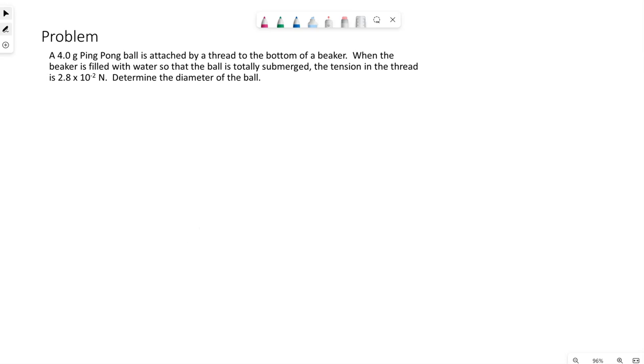Okay, so a beaker. A ping pong ball is a really light air-filled ball. So similar to a beach ball, if I were to just throw it into water, it would float on the surface. In this case, we've taken the ball and attached it using a thread, so a really light string, to the bottom of a beaker. And then we filled the beaker with water so that the ball is totally submerged.